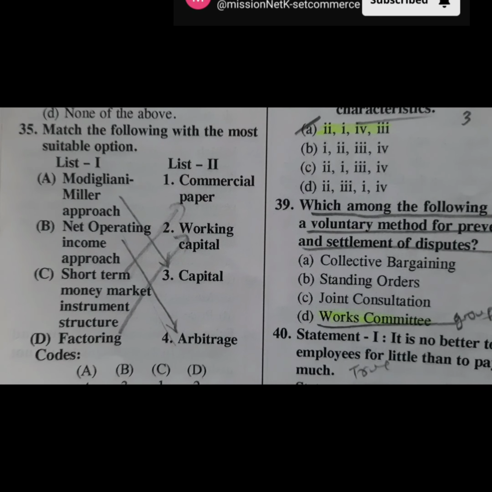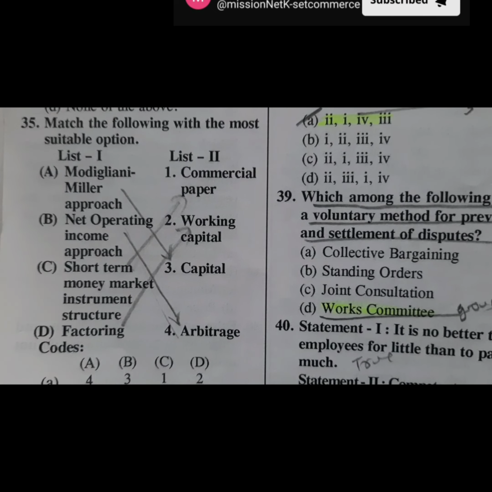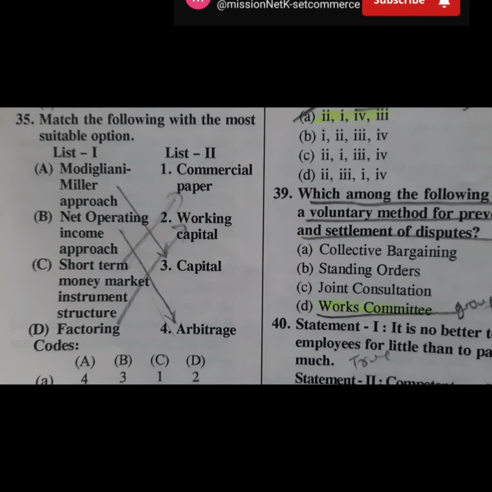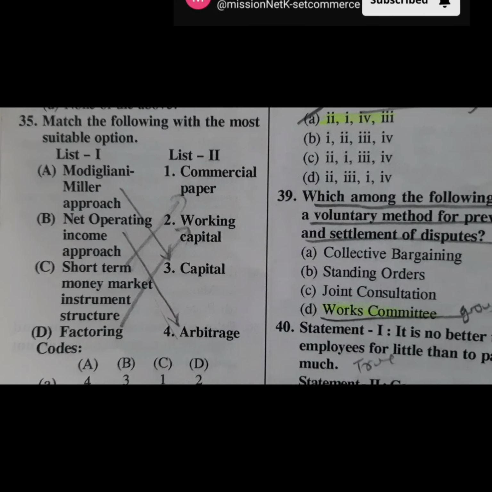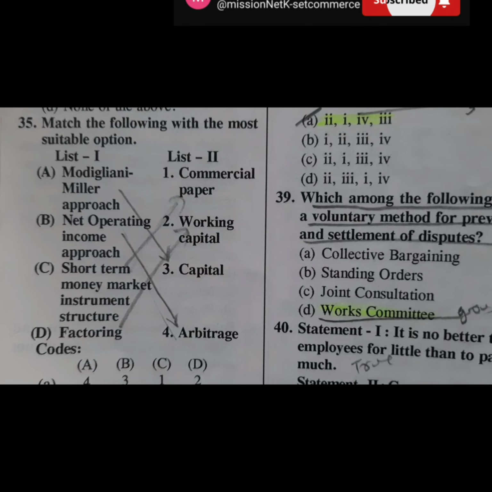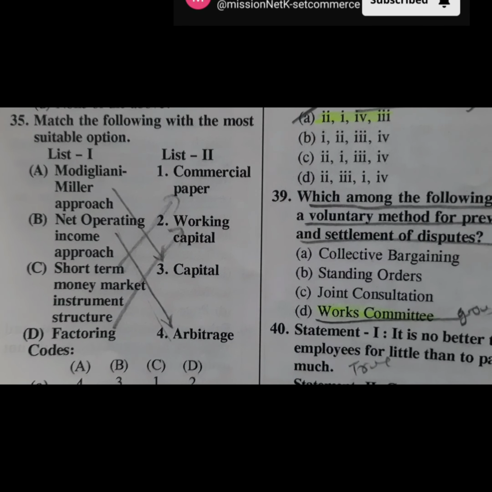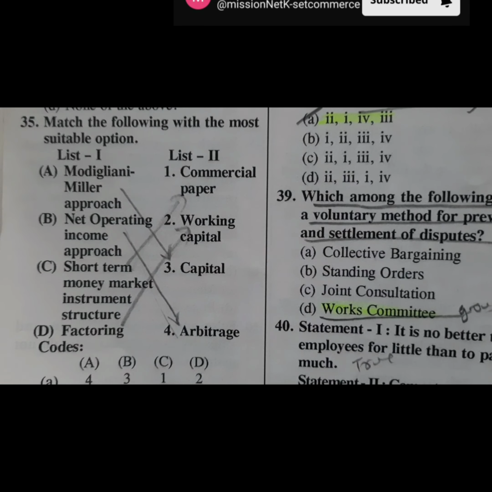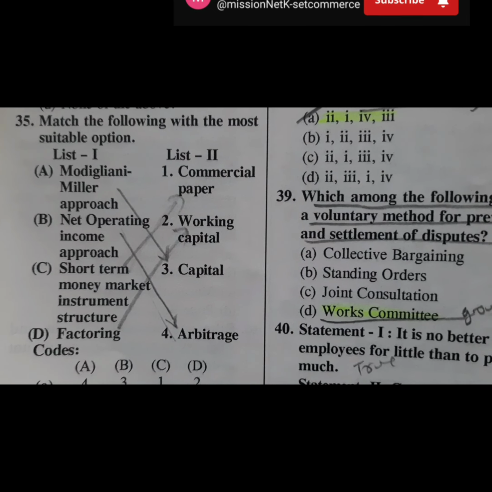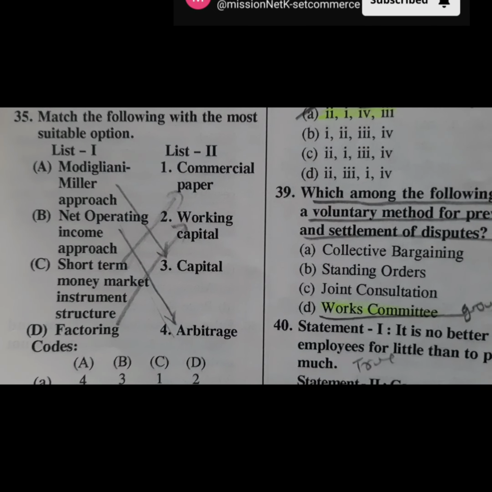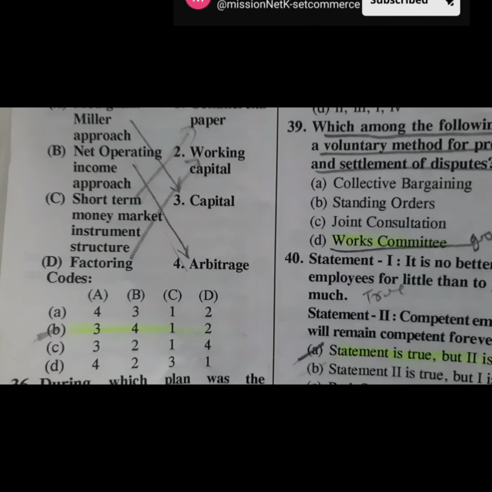The next question is, match the following with the most suitable option. Modigliani Miller is related to capital. Net operating income approach is related to arbitrage. Short-term money market instrument refers to commercial paper. Factoring is related to working capital. So the right answer is option B.